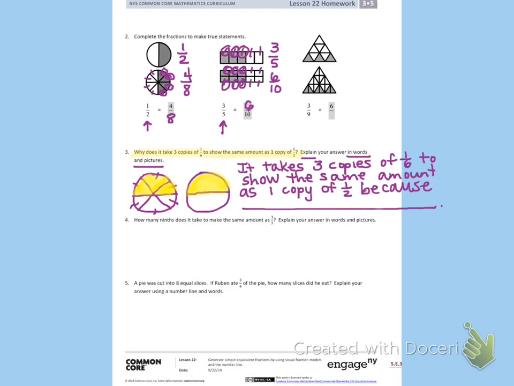Take a look at the picture. The picture on the left shows 3 copies of 1/6, and the picture on the right shows one copy of 1/2. So why does it take 3 copies of 1/6 to show the same amount as one copy of 1/2? Item 4. How many ninths does it take to make the same amount as 1/3? Explain your answer in words and pictures.